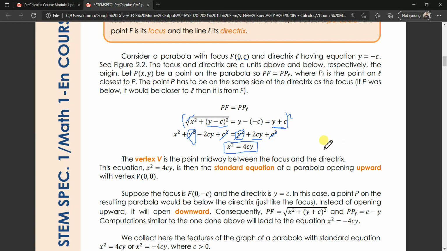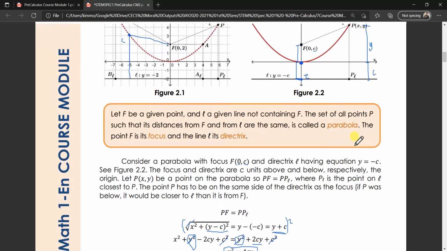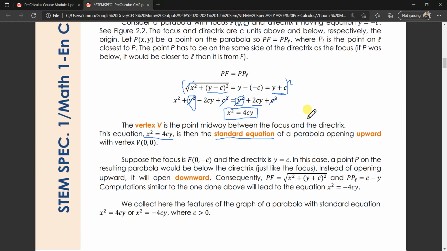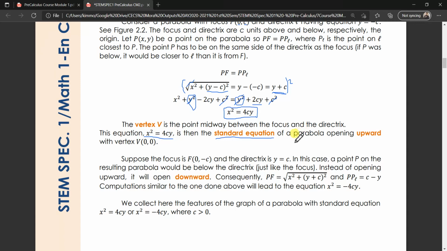Then this equation, x squared is equal to 4cy, so kato to nakuha nga equation, is then the standard equation of a parabola opening upward with the vertex located at the origin. So mao siya ang standard equation sa atong parabola nga nag-open sa upward. So pataas iyang pag-open. And of course, ang atong parabola kay located sa origin, which is 0, 0. So mao siya ang standard equation.